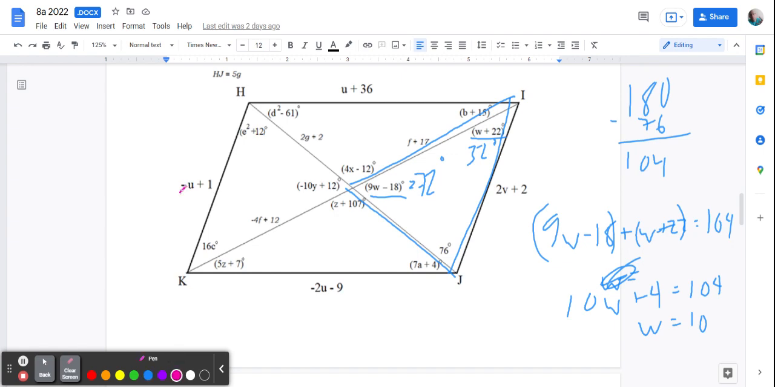Now going back to unit 3, the angle 9w minus 18 being equal to 72 makes this angle here equal to 72, because they're vertical to each other. And now the z plus 107 is going to equal the supplement of 72. We've got to subtract from 180 because they form a line. So the z plus 107 is going to be 108, and the 4x plus 12 is going to equal 108. Now that we know this angle is 72, we can find x setting it equal to 108, finding y setting it equal to 72, and finding z setting it equal to 108.